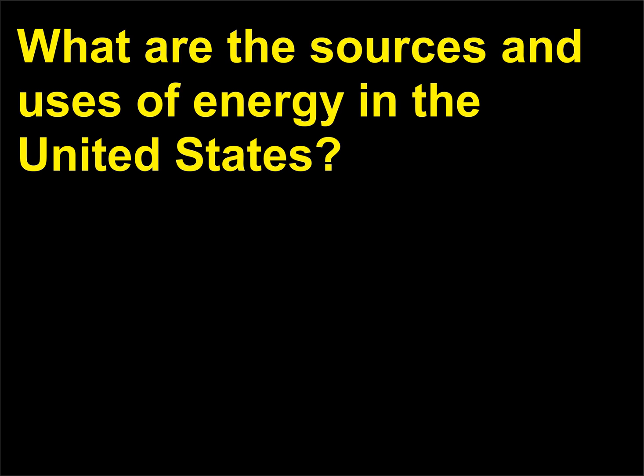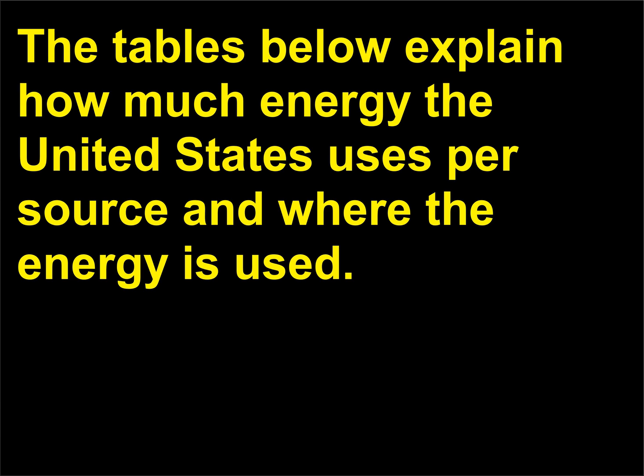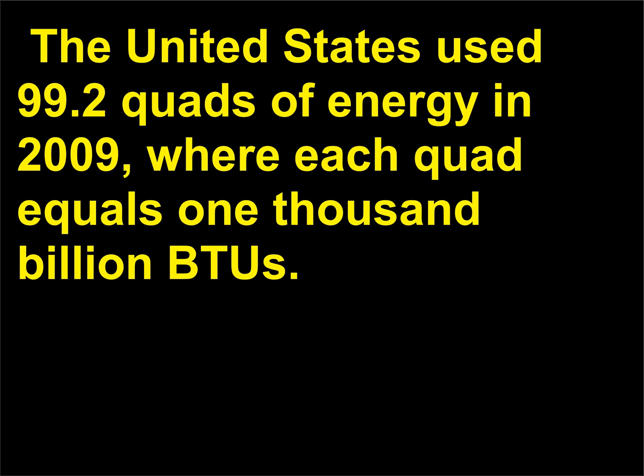What are the sources and uses of energy in the United States? The tables below explain how much energy the United States uses per source and where the energy is used. The United States used 99.2 quads of energy in 2009, where each quad equals 1000 billion BTUs.